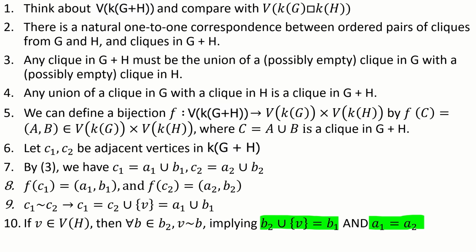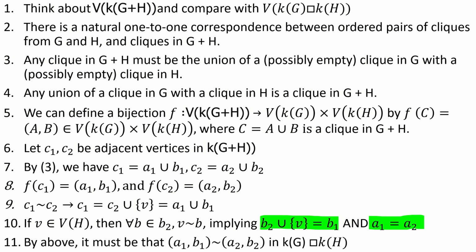What does this mean for our images under F? It means that the left entries are equal and the right entries are adjacent vertices in K of H. This means that our images are adjacent in the Cartesian product of K of G and K of H.